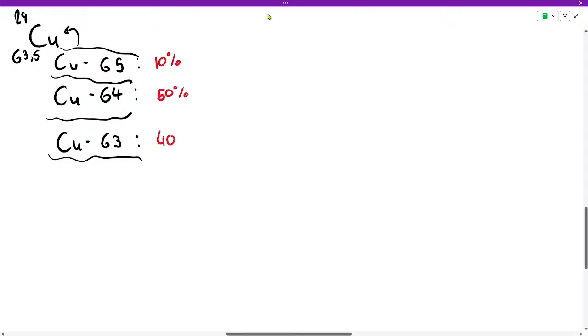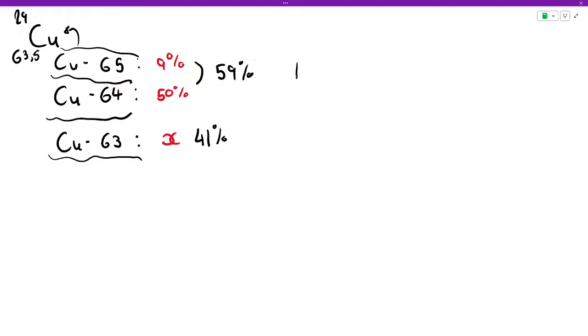Oh, well, no, let me not change this number. This is 9%. They don't give you this one, right? But we know that out of 100%, this has to be 49%. How do we calculate this? If you add these two up, you get 59%, and you need something out of 100%. So 100% minus 59% is 49%.